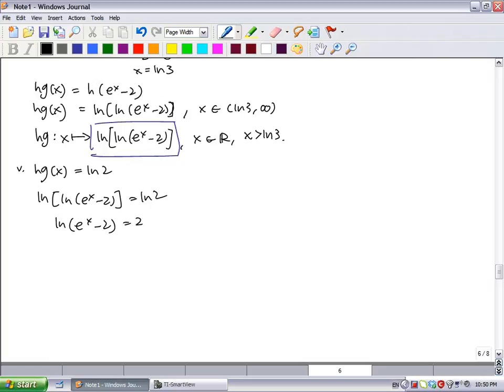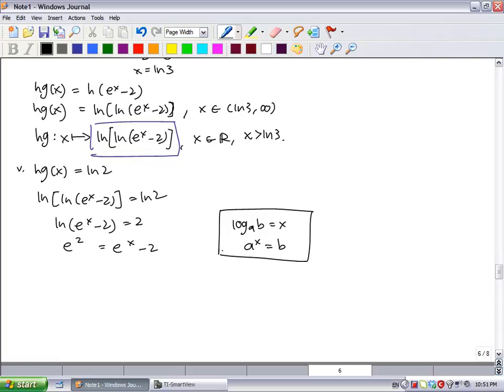To undo the ln, e to the power of 2 equals e to the power x minus 2. And for those who cannot remember, this is from y equals ln x. I'm not going to start from this. log base a of b equals x means a to the power of x equals b. Think about this. This is one of the core definitions of logarithms that you really need to remember.